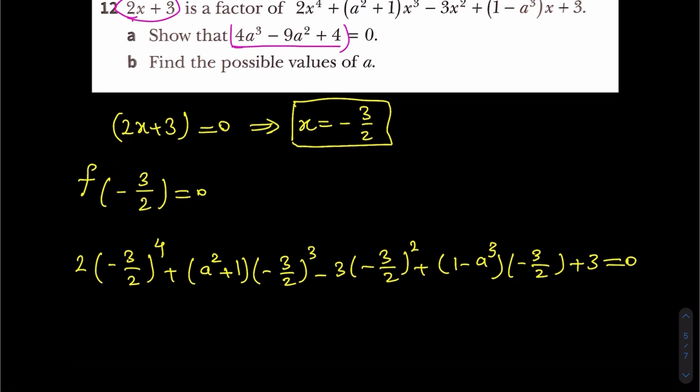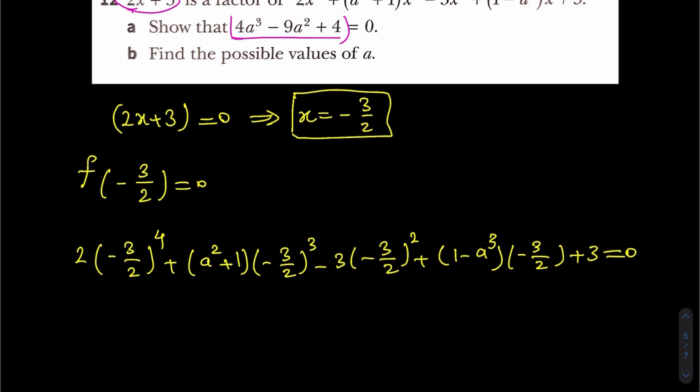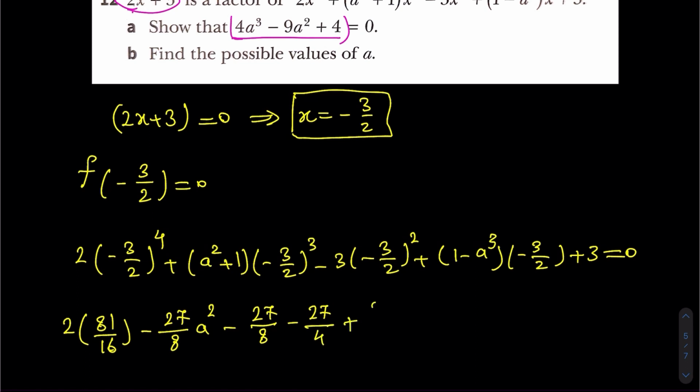So now we first raise the values in the brackets to their power, and meanwhile I will expand the parentheses. So therefore we will get 81 over 16, minus 27 over 8 times a to the power of 2, minus 27 over 8, minus 27 over 4, plus 3 over 2 times a to the power of 3, minus 3 over 2 plus 3 is equal to 0.